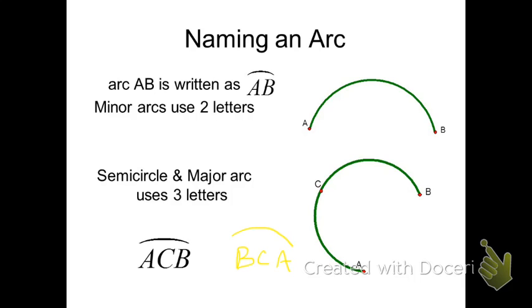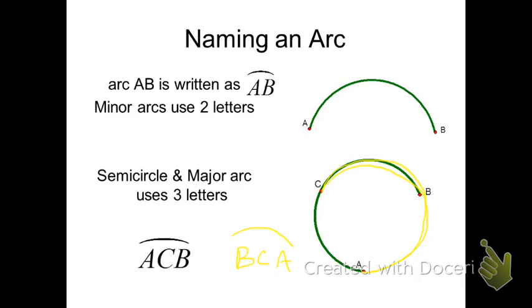And that would be the only other way to name it, because you have to make sure the endpoints are on the outside. If we named it, say, CBA, CBA would be a completely different arc. CBA would look like that. So it's really important that the endpoints come at the beginning and the end of the name. And if it's a major arc, you use 3 letters.